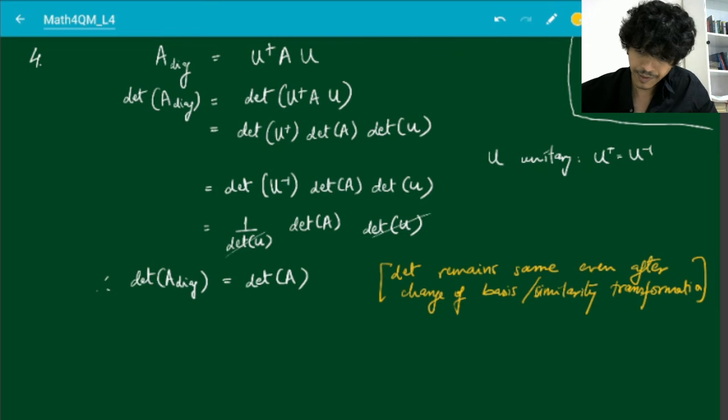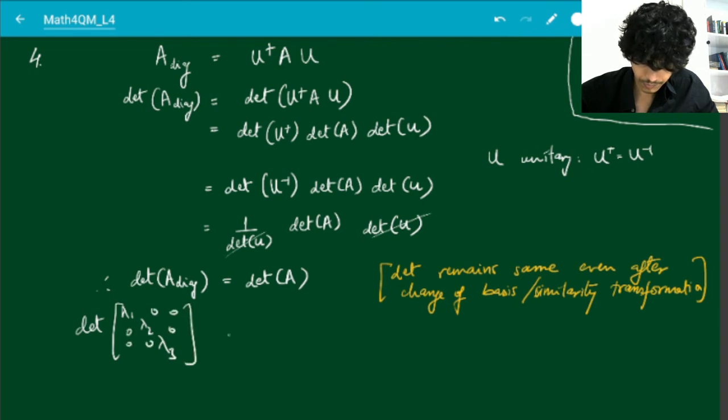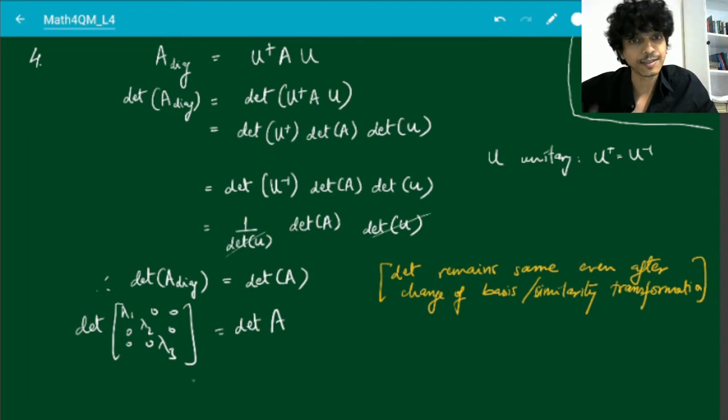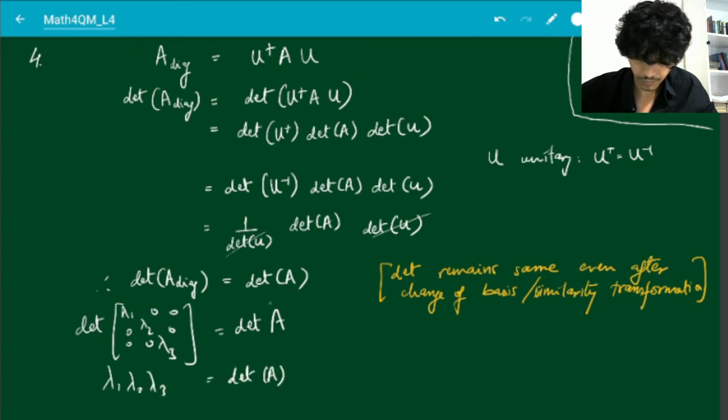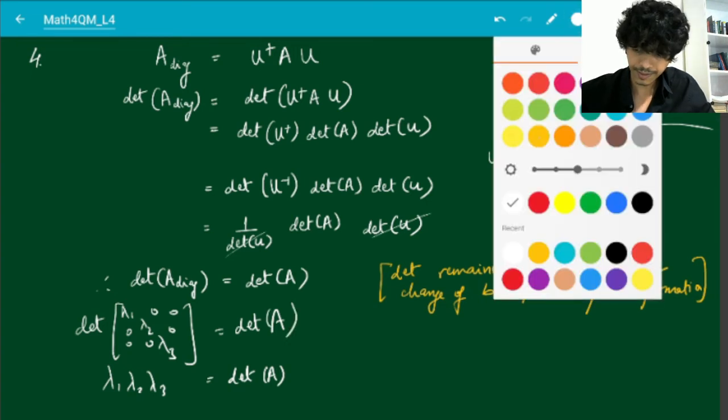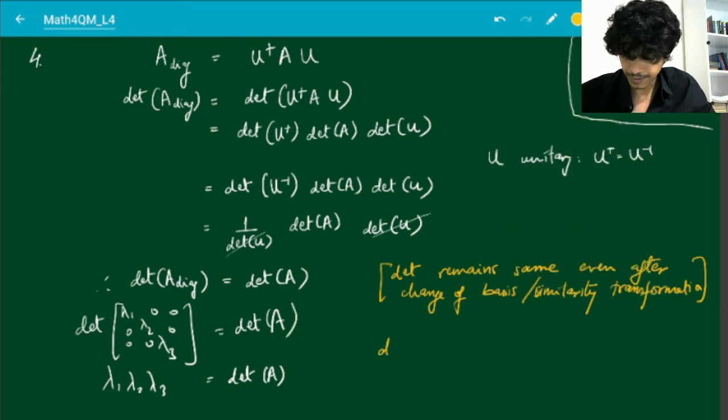Not just that, one more interesting thing. What is the determinant of a diagonal matrix? This is the determinant of just lambda 1, lambda 2, lambda 3, and you can just calculate it, it's trivial. It's just the product of these eigenvalues, lambda 1, lambda 2, lambda 3. So in general, this is the second important point on this page: the determinant of any matrix A is just the product of its eigenvalues.